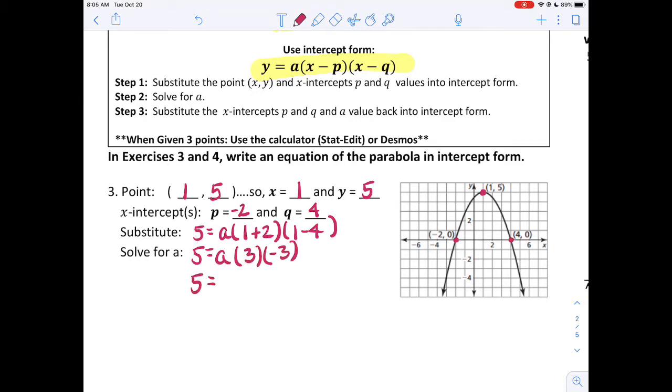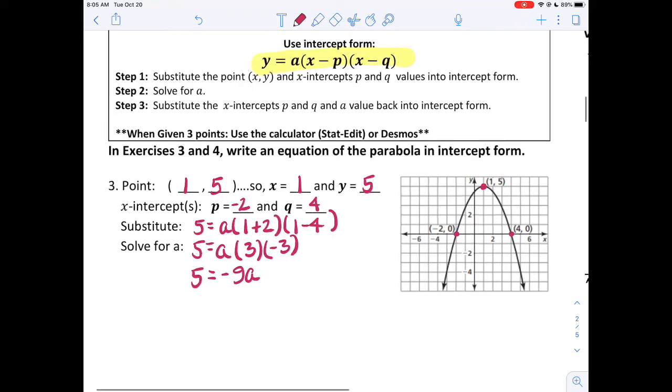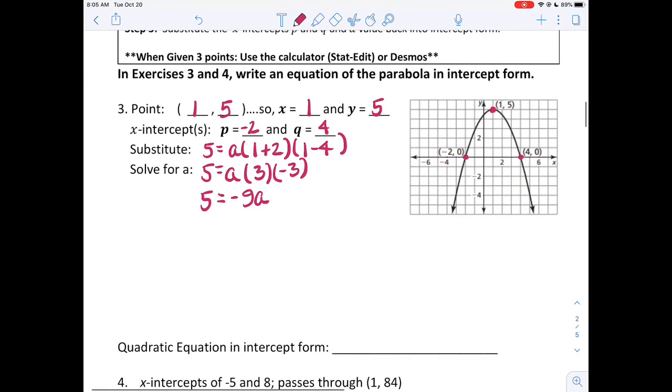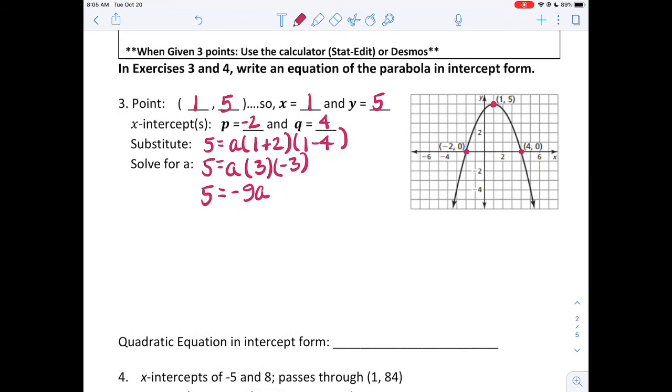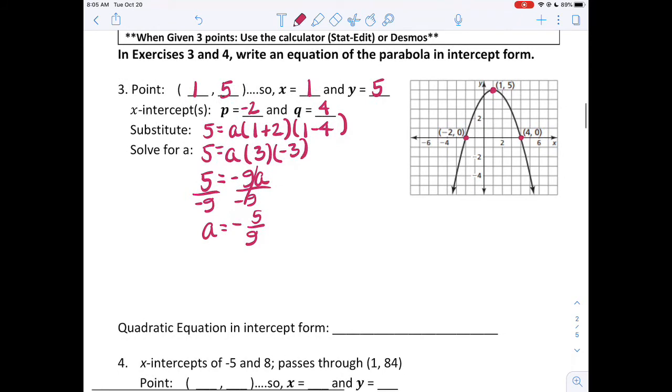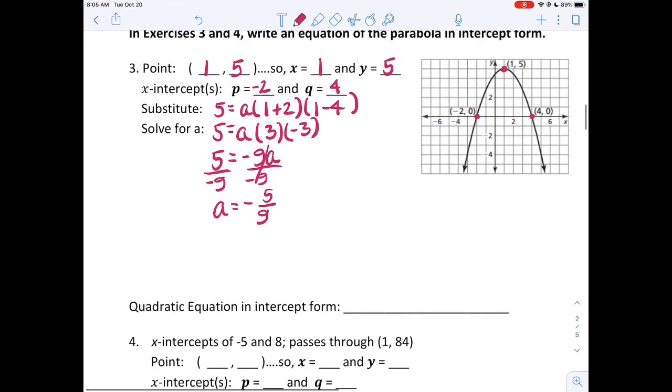For my next step, I can multiply 3 times -3 and get -9 times a, remembering that we always write the coefficients before the variable. And then finally, I'm going to divide both sides by -9, leaving me with a is equal to -5/9.